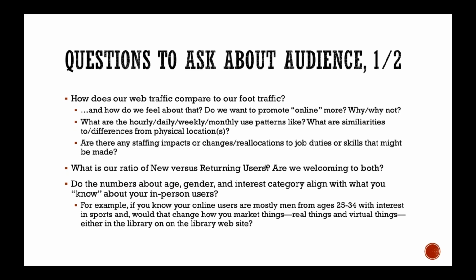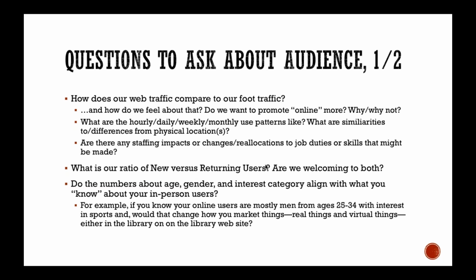And as I've mentioned before, get used to what the hourly, the daily, the weekly, monthly use patterns are like. Are there similarities or differences if you've got more than one physical location? Is your smallest branch, is the foot traffic similar to the daily use traffic for that branch? Does that tell you anything? Do you have an evening spike? Are people coming after dinner? Are people coming to the library's website to check out ebooks or for entertainment or to download AV materials, that kind of thing?